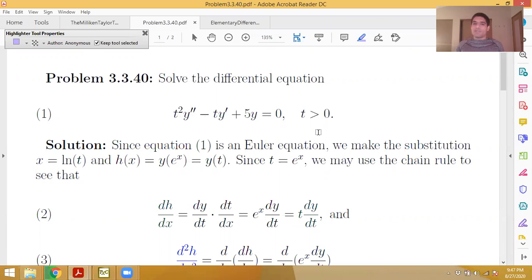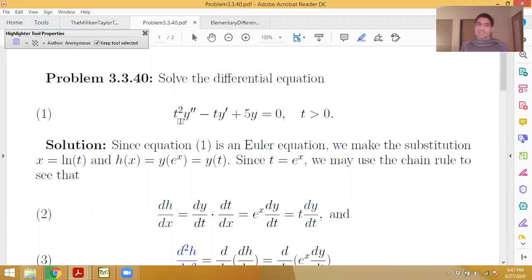And we want to solve it on the interval t is bigger than 0, since we have to work on an interval where this leading coefficient of t squared is non-zero in order to avoid the bad things that happen when your leading term disappears.